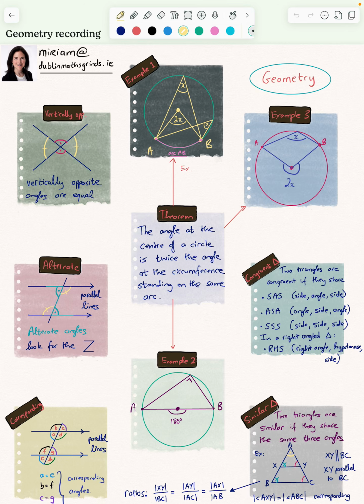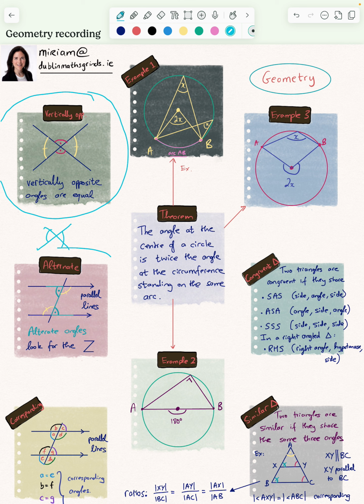Everyone, this is your introduction to geometry, and there are a few theorems and facts that you need to know that come right from junior cert geometry actually. Vertically opposite angles are equal. So if you see the X shape, and I will try and point out to you the types of shapes you might see that would give rise to equal angles, that X shape gives you vertically opposite angles equal to each other.